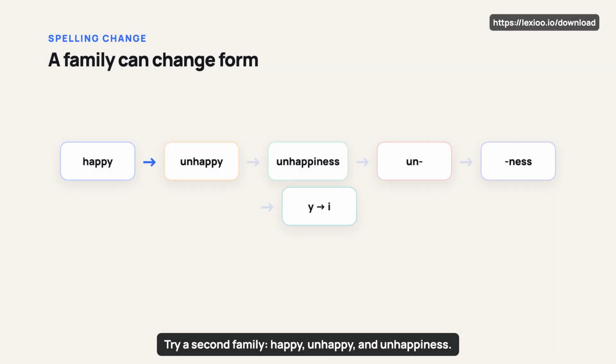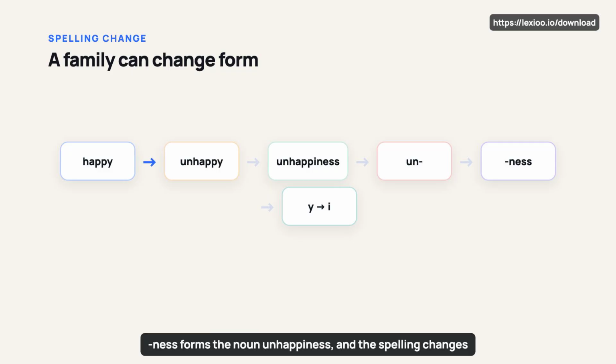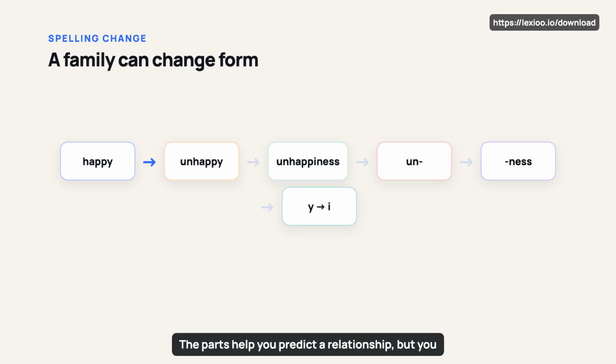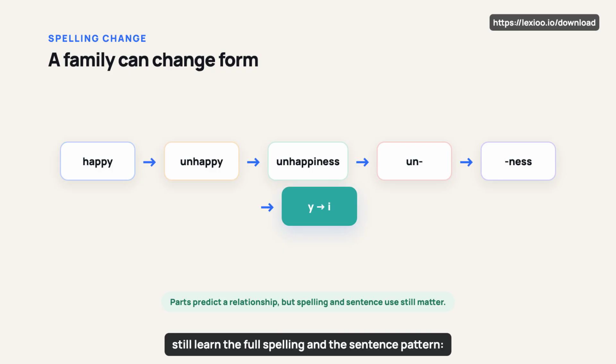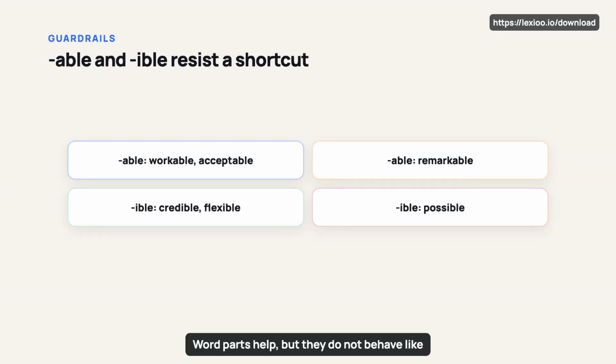Try a second family. Happy, unhappy, and unhappiness. Happy is an adjective. Un reverses the meaning in unhappy. Ness forms the noun unhappiness, and the spelling changes from Y to I. The parts help you predict a relationship, but you still learn the full spelling and the sentence pattern. Her unhappiness was obvious. Word parts help, but they do not behave like unlimited Lego pieces.